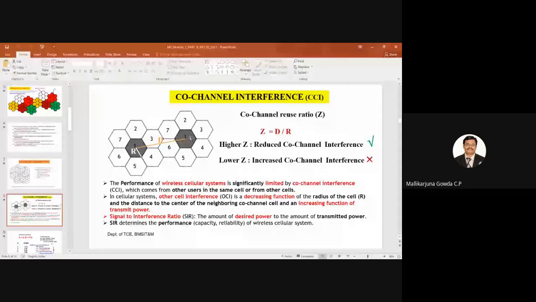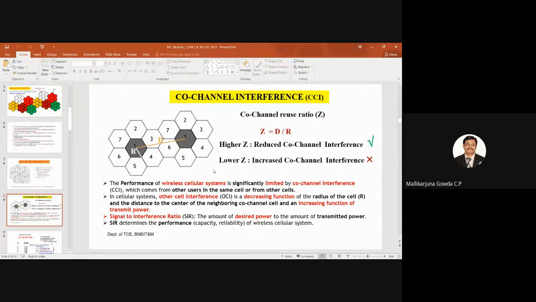In cellular systems, other cell interference is a decreasing function of the radius of the cell, as I discussed a few slides back. As the mobile moves away from the base station, there will be an exponential decay in the power, right? So that is what I am saying here: a decreasing function of the radius of the cell and the distance to the center of the neighboring co-channel cell, and an increasing function of the transmit power.